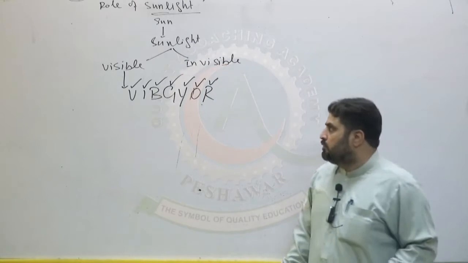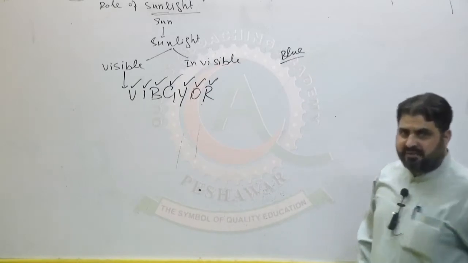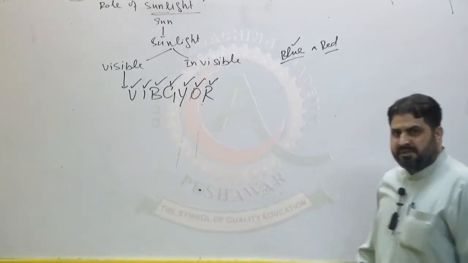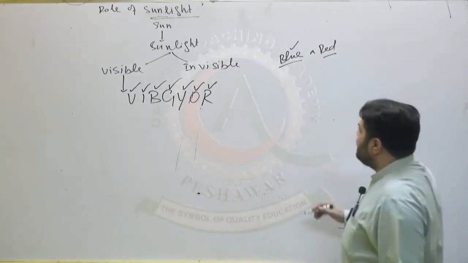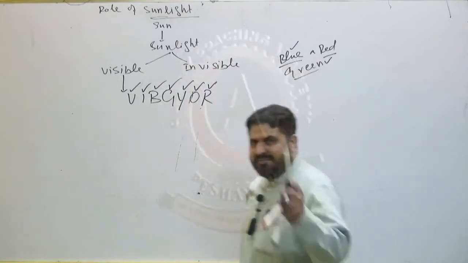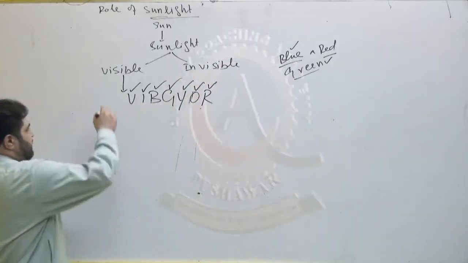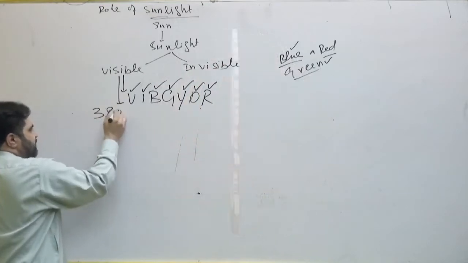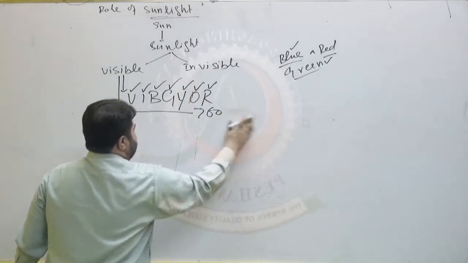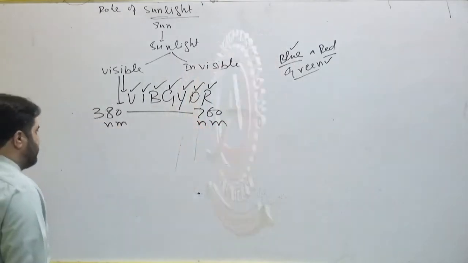And one most important thing: blue light is the most suitable color light for photosynthesis, along with red. But among them, blue light is the most important for photosynthesis. While green light is being reflected, we consider it the least important color light for photosynthesis. Now, these visible color lights range from 380 to 760 nanometers.